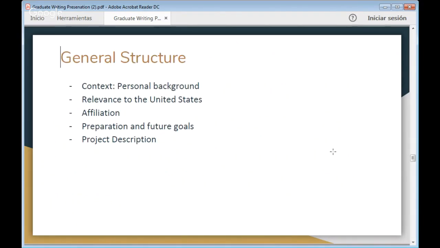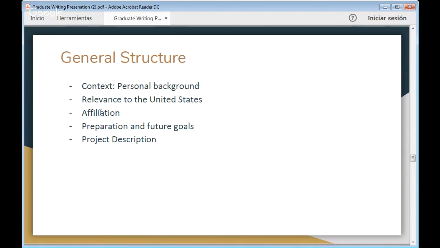Okay, so generally, the structure when looking at the study research objective: you'll have context, which is your personal background. You'll want to give a little bit of background, which is generally going to be saved for the personal statement, but this is just a way of giving a little bit of introduction to start the essay, how it's relevant to the United States and why it's important for your project to be conducted in that country.